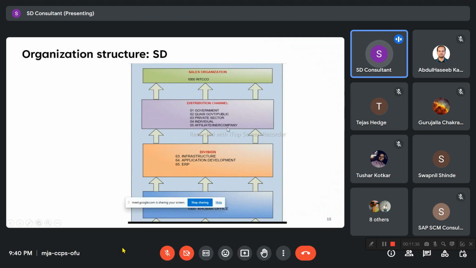Distribution channel is common across all entities. One is for government and quasi, and private, individual and affiliate companies. Division is used for different things. Infrastructure, meaning IT networks and the PCs and various IT infrastructure. And the second one is application development.